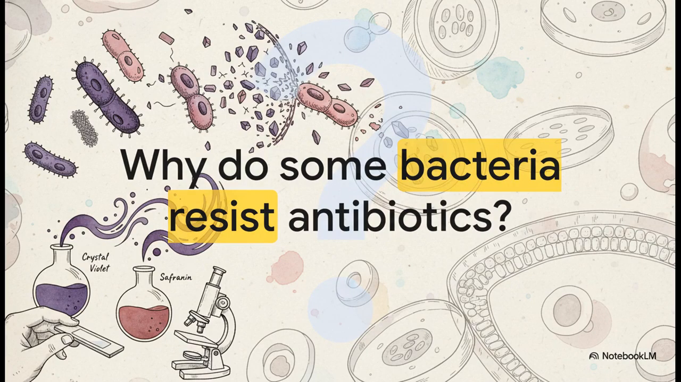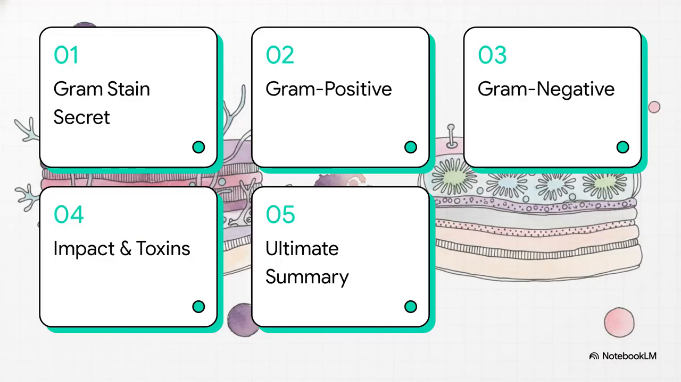So, here's a massive question for you. Why is it that some bacteria can just shrug off our most powerful antibiotics, while others get destroyed almost instantly? Well, the answer actually lies in a surprisingly simple dye test discovered way back in 1884. It's a test that literally splits the entire bacterial world right down the middle, and honestly, understanding it is absolutely crucial for mastering microbiology.